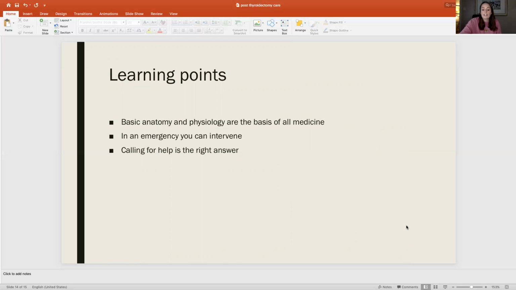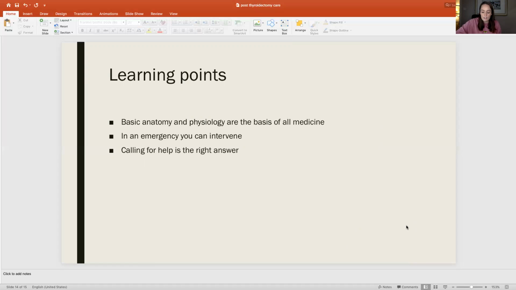The likelihood of any of you being in this position is low, but the reality is patients do die from post-operative hematomas after thyroidectomy surgery. We have had a similar case in North Tees, and there have been other cases in the Northeast, so it does happen and it's important to know about. Basic anatomy and physiology, whether you like it or not, are the basis of all medicine. Once you understand anatomy, you're much more comfortable intervening when you know what's underneath. In an emergency, you should feel empowered to intervene.